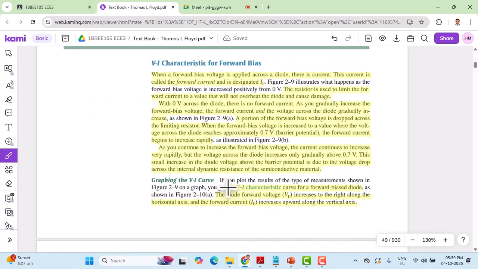Now let us see the voltage-current characteristics of the forward bias and reverse bias. So far we have explained the operation of forward bias and how to connect a PN junction in the forward bias mode.